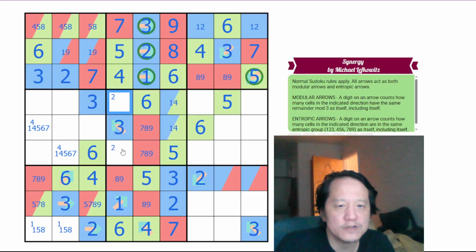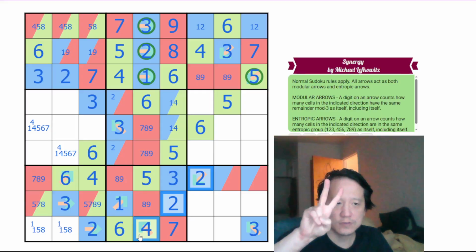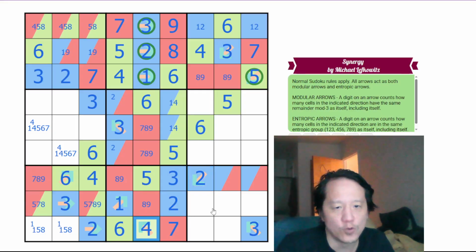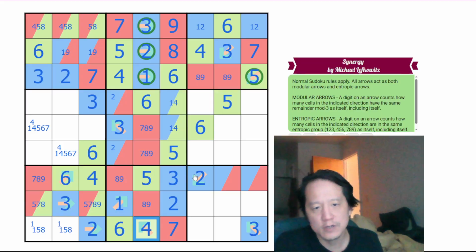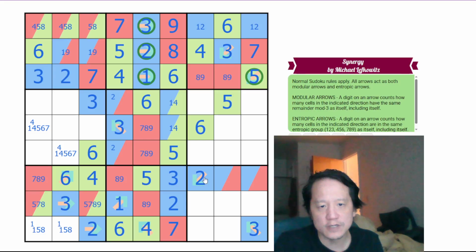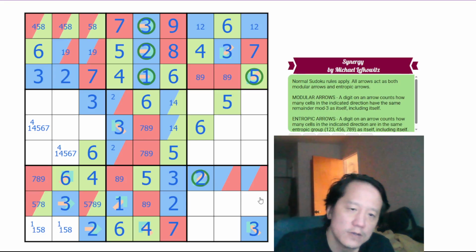We have one of these is a 2. The other one has to be a high. So we have low and high here and low and high here. Okay, 2 is pointing at 2 2s and a 4, which doesn't satisfy. 4 does not satisfy modular or entropic. So 2 is satisfied there.